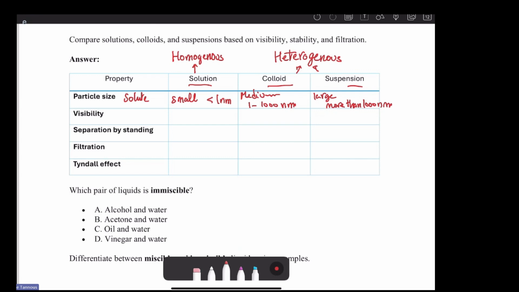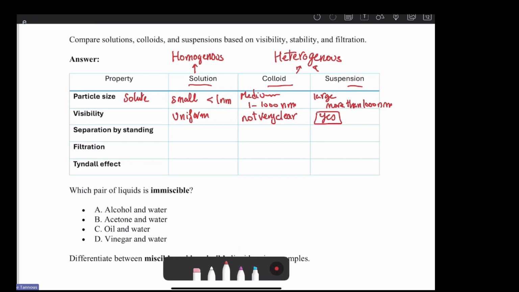Now, in the solution, we cannot see the solute. It's a uniform, invisible, uniform solution. Now, the colloid, not very clear. It means I need to do a test in order to see the particles. It's not very clear to me if I can see it or not. And in the suspension, they're very visible. So with the eye, if I have three mixtures, I can clearly know that here's the suspension because I can see the particles.